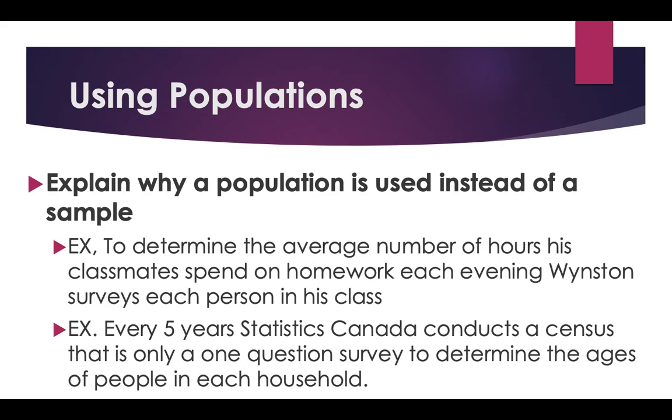So the next example we have is with Stats Canada. They put out a census every 5 years, just trying to figure out how old people in each household are. And the reason why this one needs to be a census is because if they just used a sample, they might get a very reliable average that tells them, okay, the average person in Canada is, let's say, 45 years old.